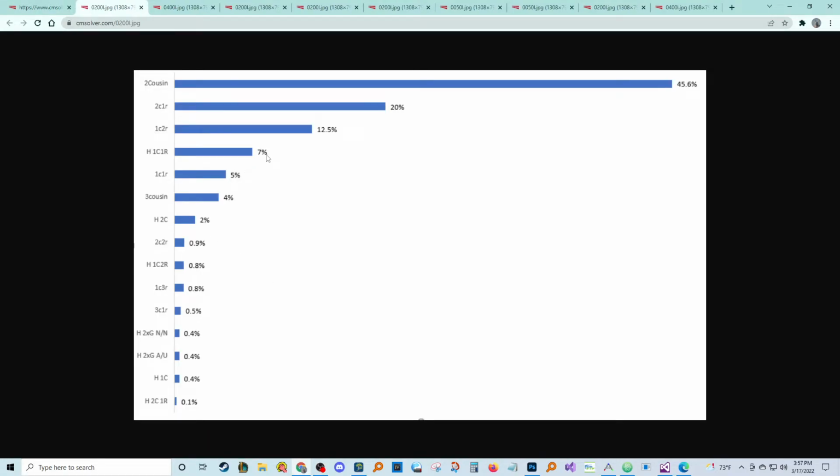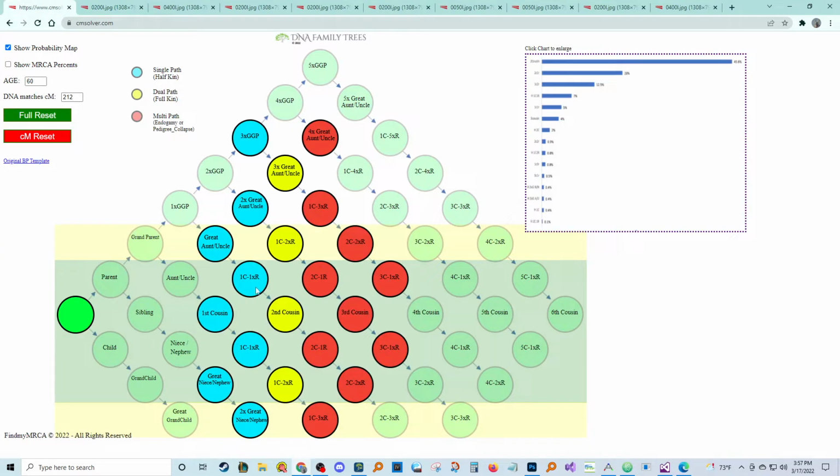Right here, the difference is 2% between a single path and a dual path, or a half or a full kinship right here. It's a 2% difference in the statistics. It should be a single path, okay? But it's only 2% different than being a dual path. So there are those. Look at the chart. This chart gives you an amazing insight.